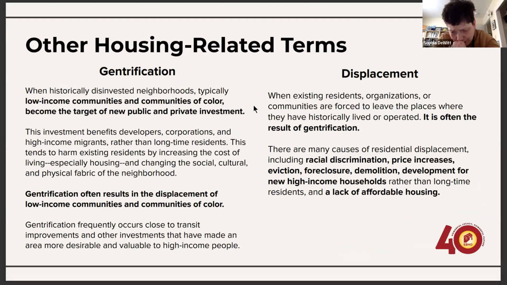Gentrification, which I talked about earlier. This occurs when historically disinvested neighborhoods, typically low-income communities inhabited by majority people of color, become the target for a variety of reasons of new public and/or private investment. This investment will benefit the city or the jurisdiction in terms of maybe tax base and tax rate.